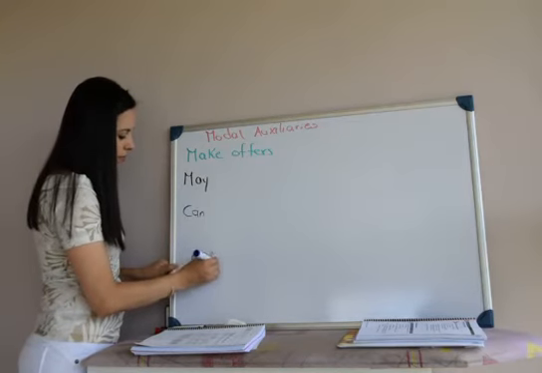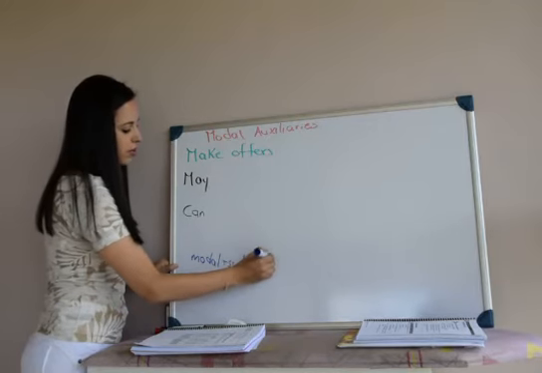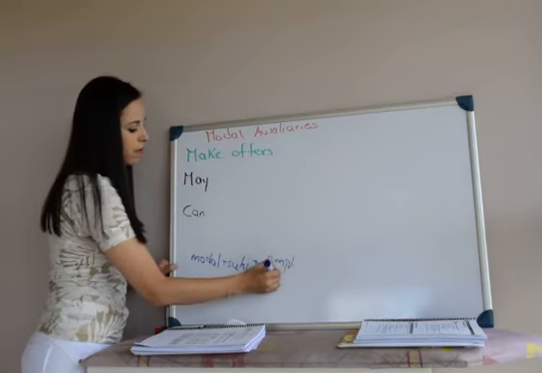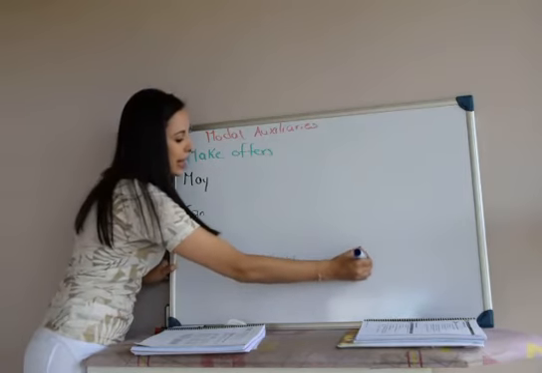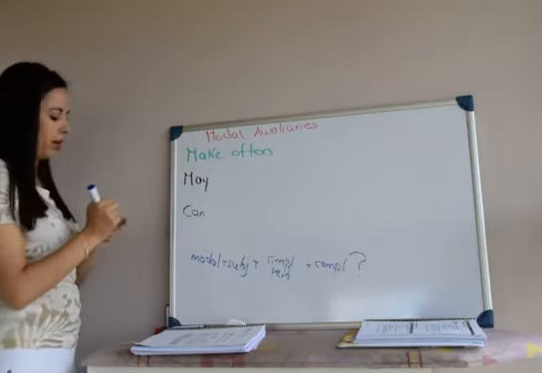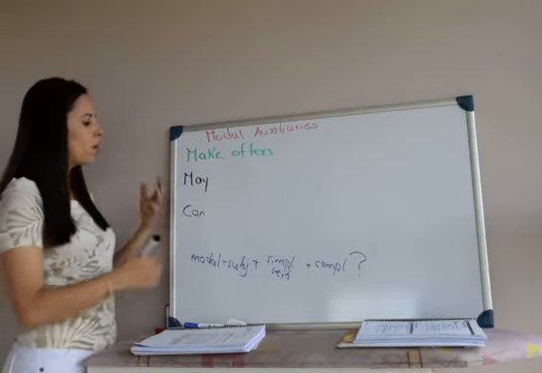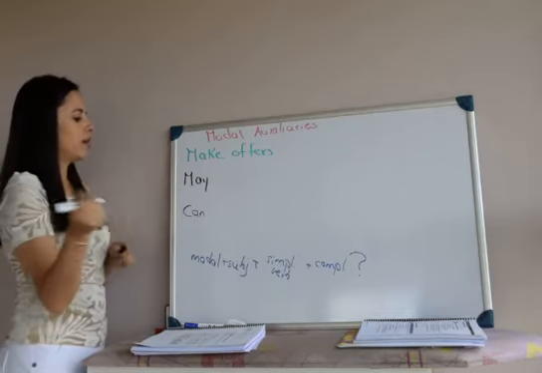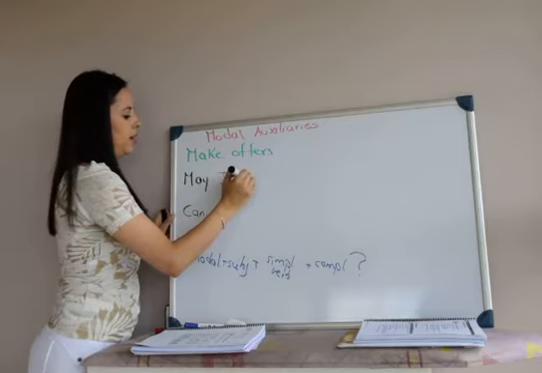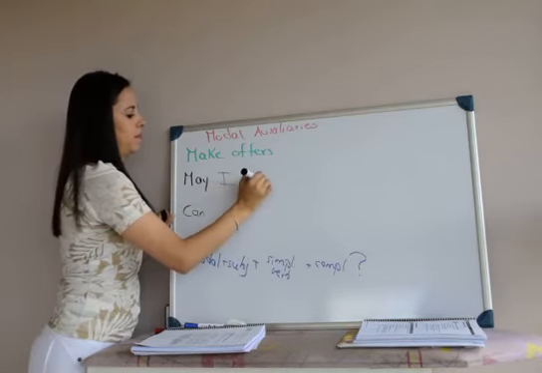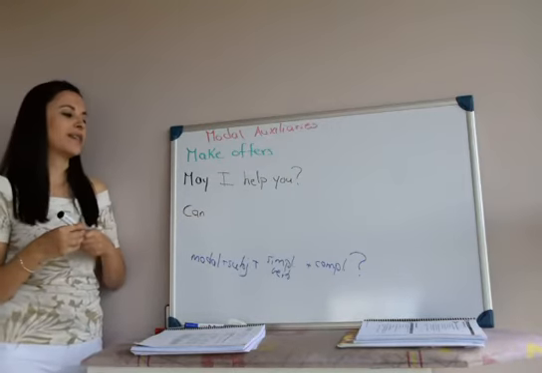Modal plus subject plus simple verb plus complement if necessary, and then the question mark, right? So may and can both are to make offers. The most common example with may is this one, right? Probably you have heard this phrase before.